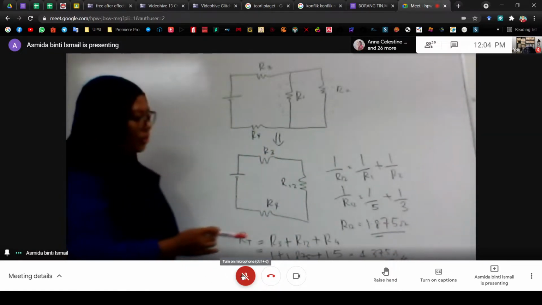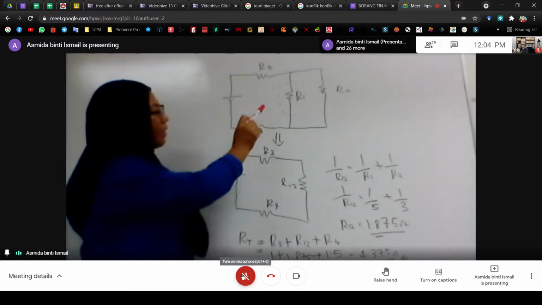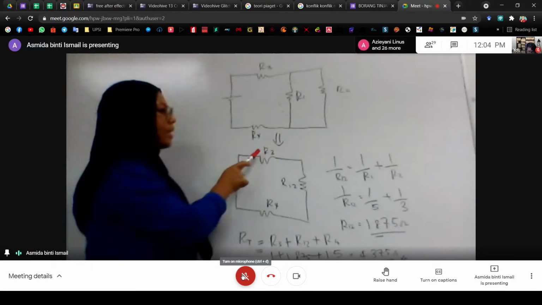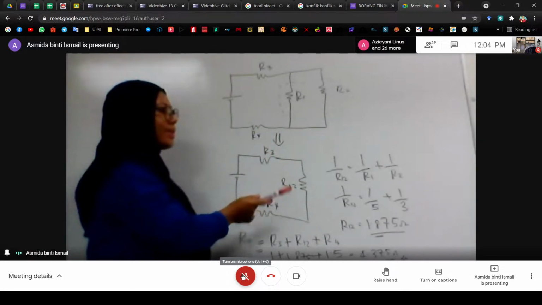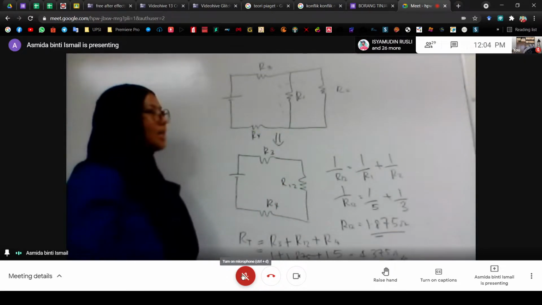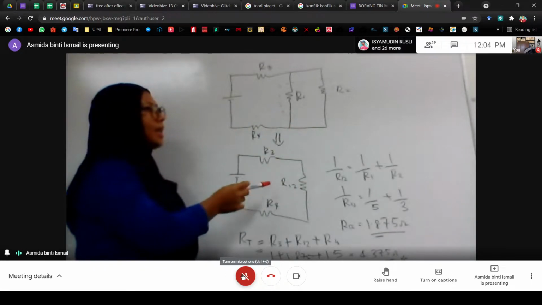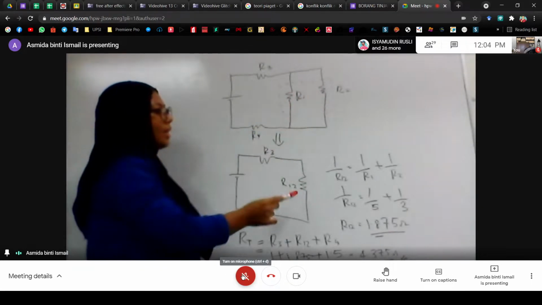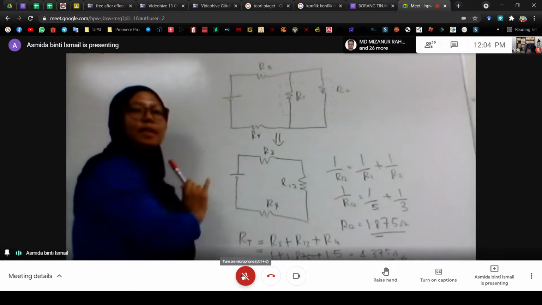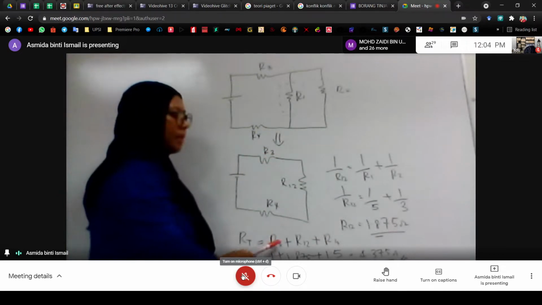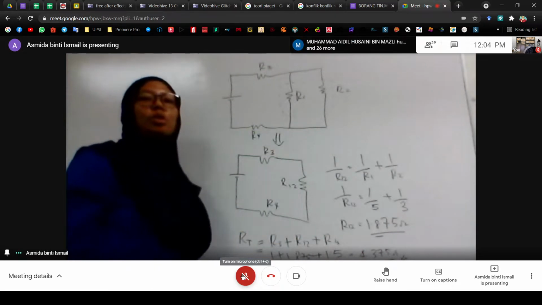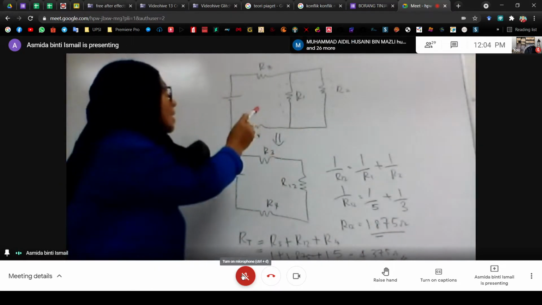Okay. So here, after we transform this circuit to this, we know that R3 is connected in series with R1, R12 and R4. Okay, so bila kita transform data ni ke sini, daripada sini, kita dah jadikan dia satu, and then dia connected semua secara series. So once dia series, you kena tambah. This is the final answer for total resistance for this.